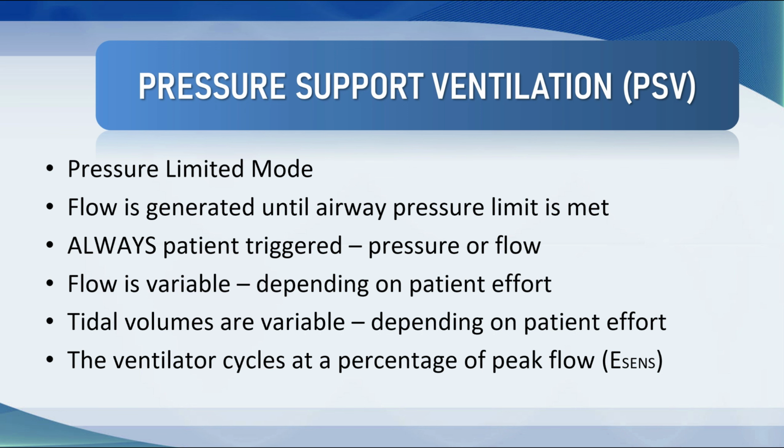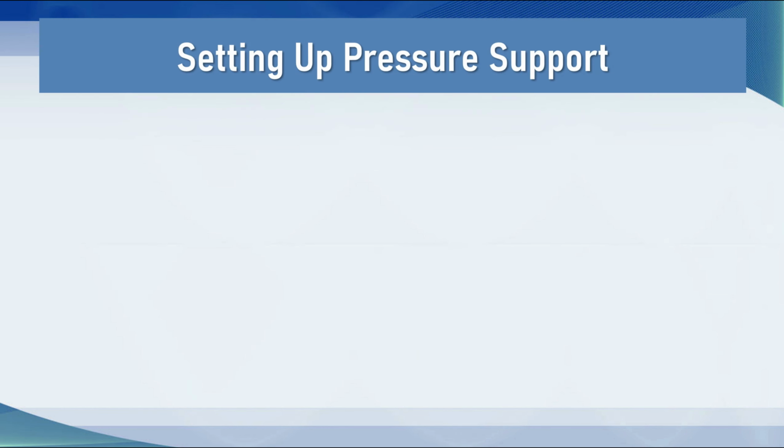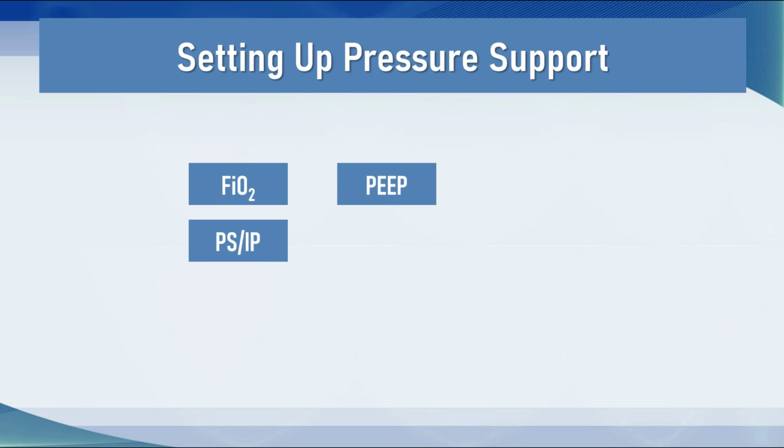So flow cycling is a key component of pressure support ventilation. When we set up pressure support, we set up, like in all modes of ventilation, the inspired oxygen tension, PEEP if it's needed, and then we set up our pressure ramp, which is our pressure support or inspiratory pressure level. Then we need to set up the initial ramp. This is how the breath goes from zero flow to peak flow to the pressure target. So that's the initial ramp.